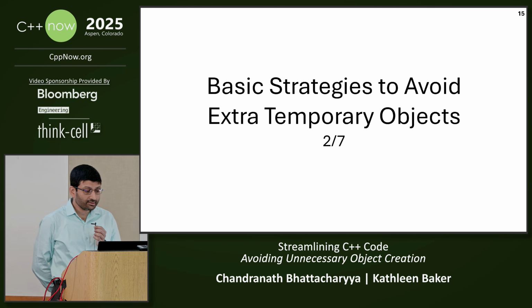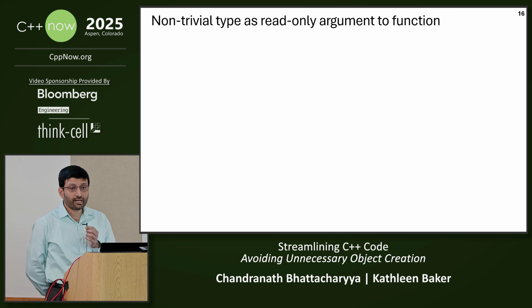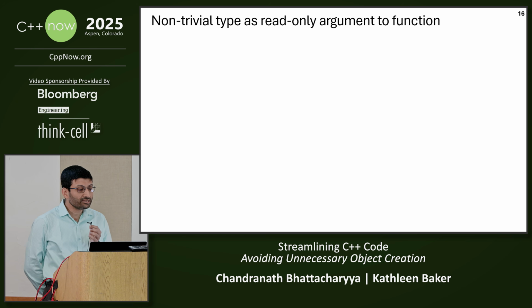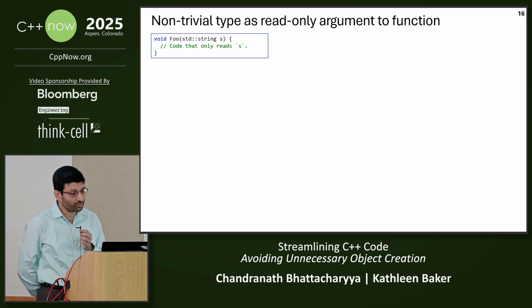Let's move on to the next section, section 2 out of 7. This is basic strategies to avoid extra temporary objects. Okay, so we'll start off with the most common scenario, passing an argument to a function. More specifically, passing a non-trivial type as a read-only argument to a function. What do we mean by that? So let's look at some code.